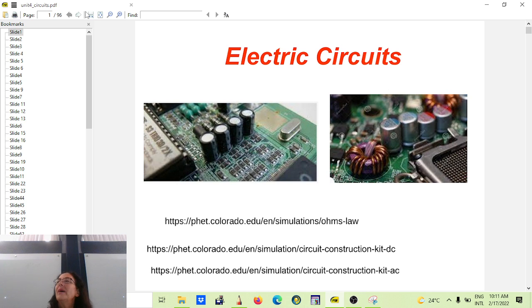Okay, so the best part of physics 2, of course, is electric circuits. I cannot be competing with your electric circuits class, so I'm going to skim through, but I think this is the best part of physics 2. For example, here you see capacitors. This is an oscillator, so that will give you the time.